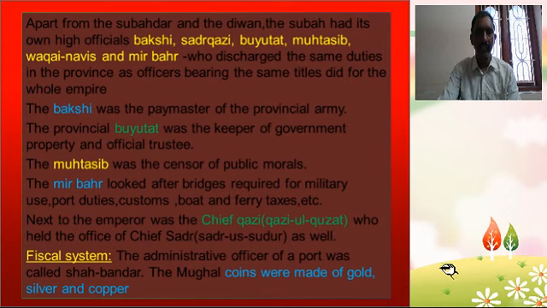Next to the emperor was the chief Qazi or Qazi-ul-Quzat, who held the office of chief Sadr or Sadr-us-Sudur as well. Next, fiscal system. The administrative officer of a port was called Shah Bandar. The Mughal coins were made of gold, silver, and copper.